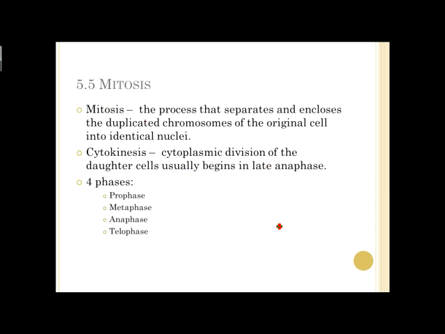Mitosis is a process that separates and encloses the duplicated chromosomes of the original cell into identical nuclei. Cytokinesis, the cytoplasmic division of daughter cells, usually begins in late anaphase, and that's this part down here, the second to the last phase, and then is pretty much completed in telophase, which means instead of one, I now have two.